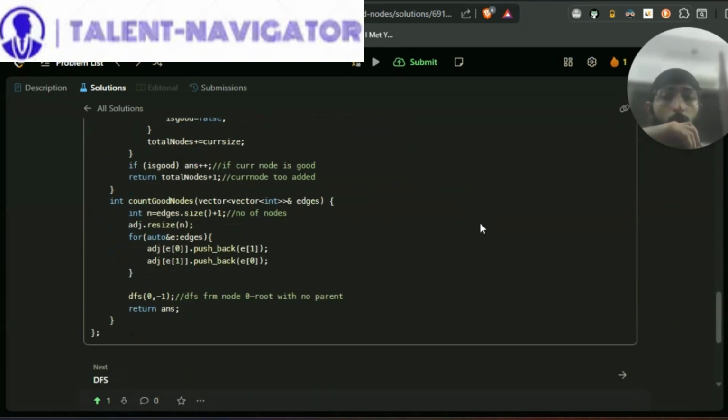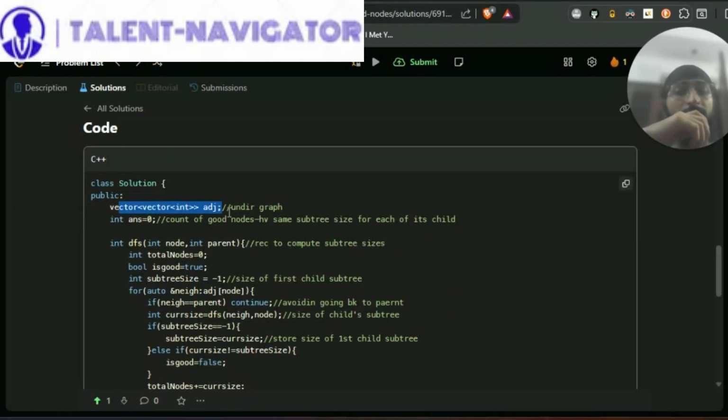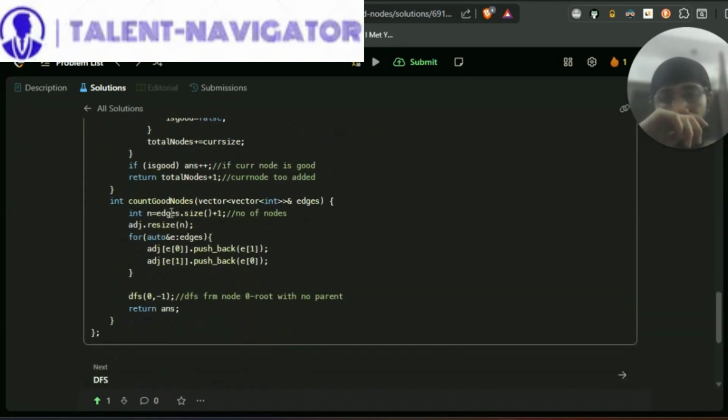So now coming over to the code part, this is our main function, count good nodes, which takes a vector of type int edges, right? This basically contains all the edges between the nodes, and we assign n as the edges size plus 1, that is the number of nodes. Now we have also defined our adjacency list, which is a vector of int type, which will denote the undirected graph, and answer is basically the count of good nodes, that is the nodes that have the same subtree size for each of their children. We have stored that in answer, and answer is 0 initially, right?